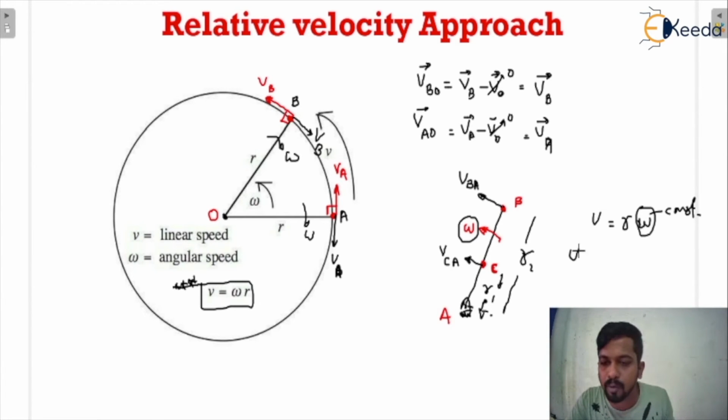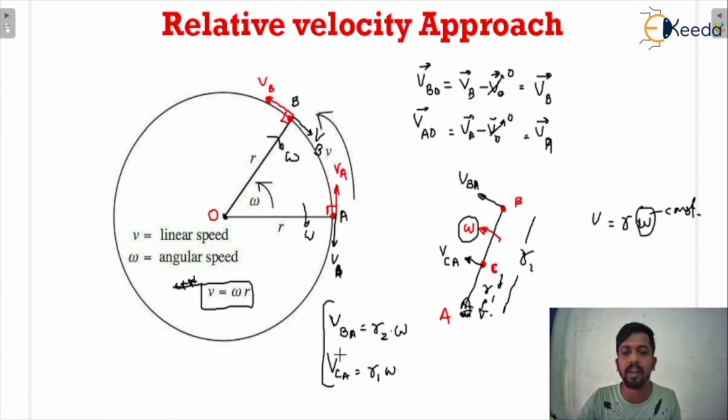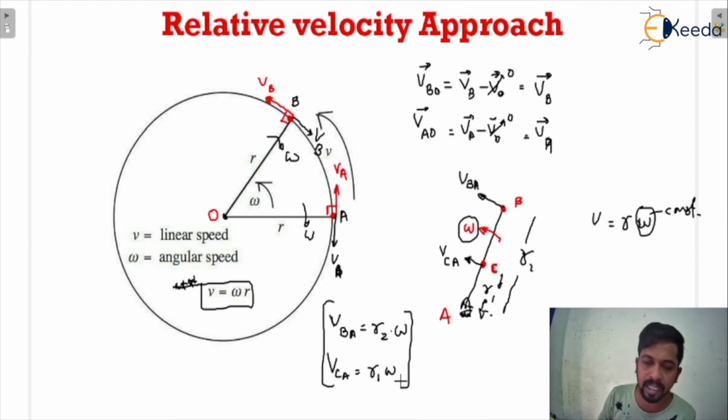So here I'm going to write that VBA is equal to R2 omega, because omega is constant, and we can write VCA is equal to R1 omega. So here you can see that the velocity at different points will be different because the radius changes, but the omega will be the same. Omega is the angular velocity. The unit of omega is radian per second.